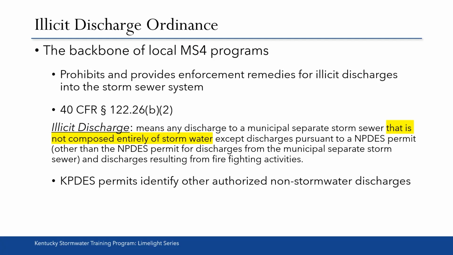As you see there further in the definition, there are some exceptions. Discharges pursuant to another NPDES permit, so not your MS4 permit, but for example, an industrial stormwater permit or construction permit, those discharges are authorized. It also specifically calls out discharges resulting from firefighting activities. And our permits also identify about 17 more authorized non-stormwater discharges. Those are always in section 1 of the permits.